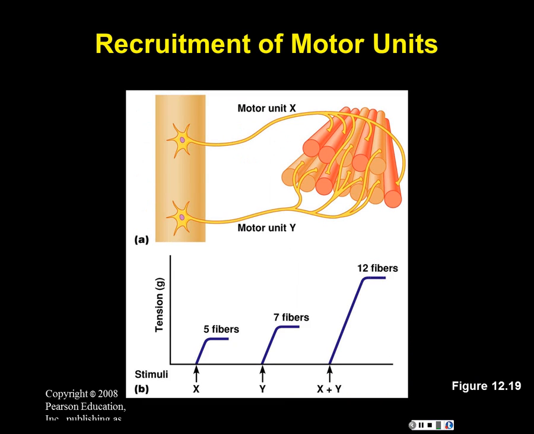Figure 12.19 in your textbook illustrates that we can recruit motor units. If I need to do more powerful actions, I need to recruit more motor units. Just like we did in the lab activity last week, that very simple activity, flexing the muscles on the top of your forearm to move your wrists. It required motor units. We had to use some muscles.